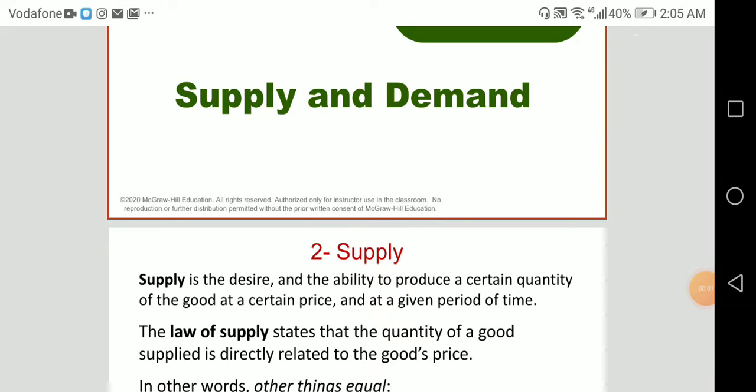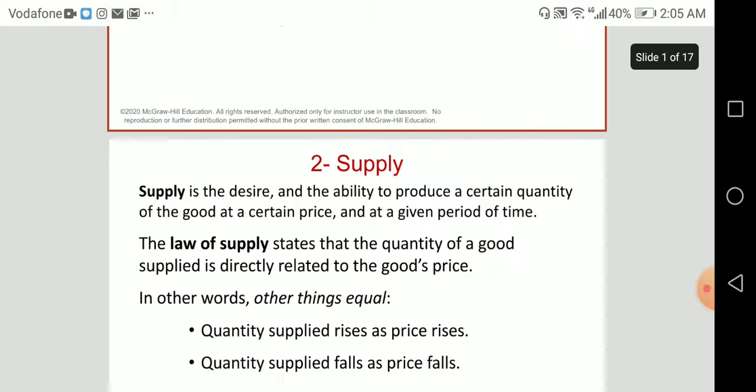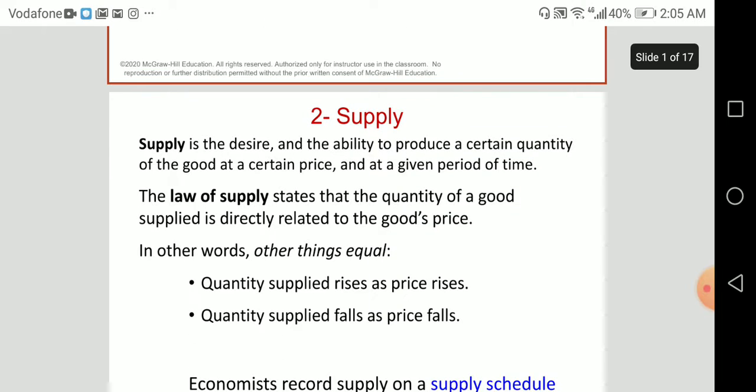Today we're gonna have the supply and demand. I'm talking here about the supply. We talked in the previous video about the demand, the quantity demanded, and we talked about the shift in the demand curve. So today we're gonna talk about the supply.